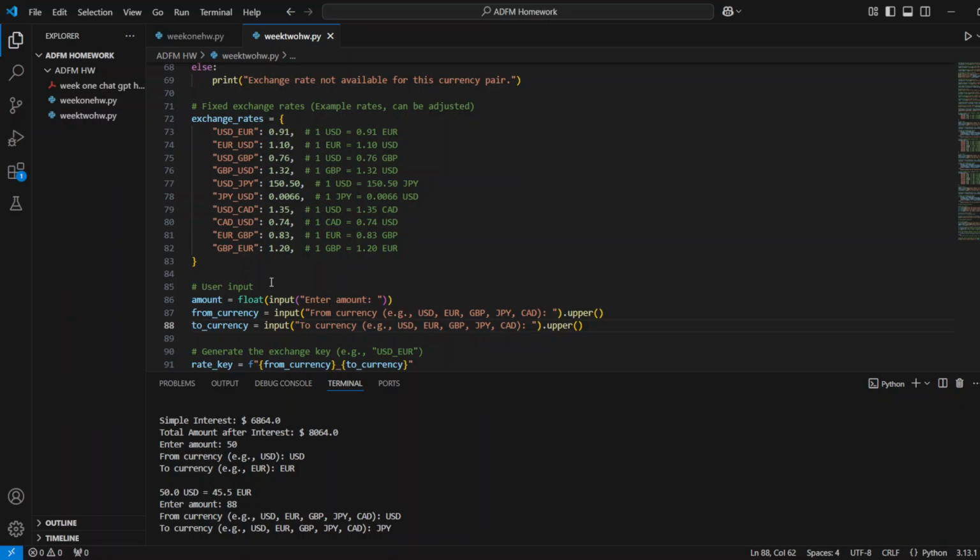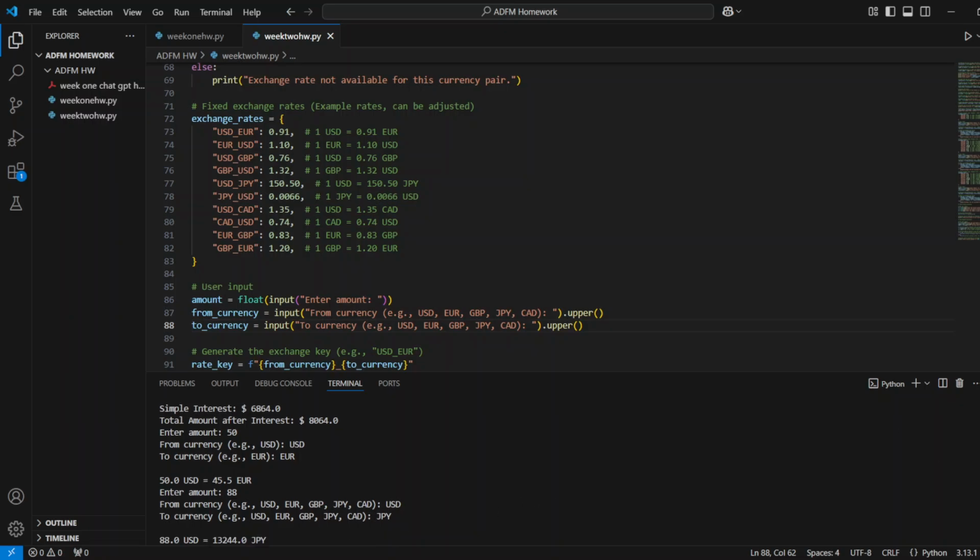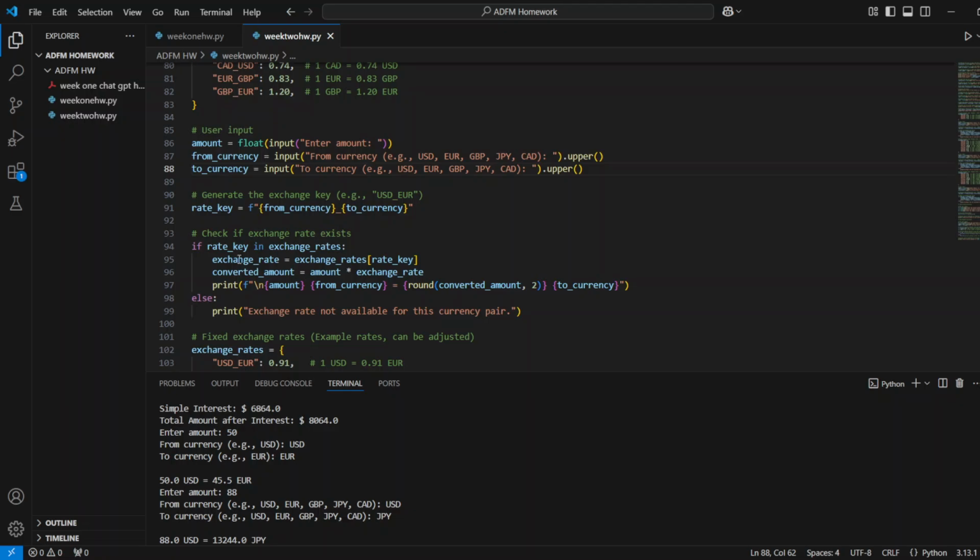So for the input, I wanted to do 88 US dollars. So I did US dollars to Japanese yen. Here's that US dollars to Japanese yen, the amount times the exchange rate, and it would print the exchange rate right here. $88 to 13,244 Japanese yen. That was this program.